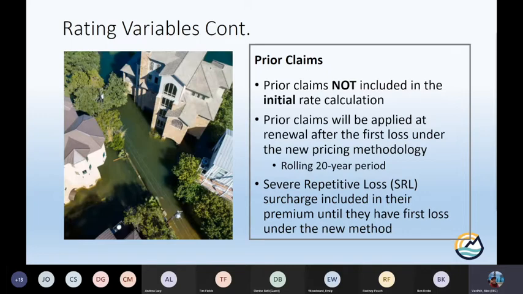Severe repetitive loss properties, they have a surcharge attached to their flood insurance. Same kind of things happening. Okay. That surcharge for severe repetitive loss is going to stay in place again until they make their first claim under the Risk Rating 2.0 methodology.